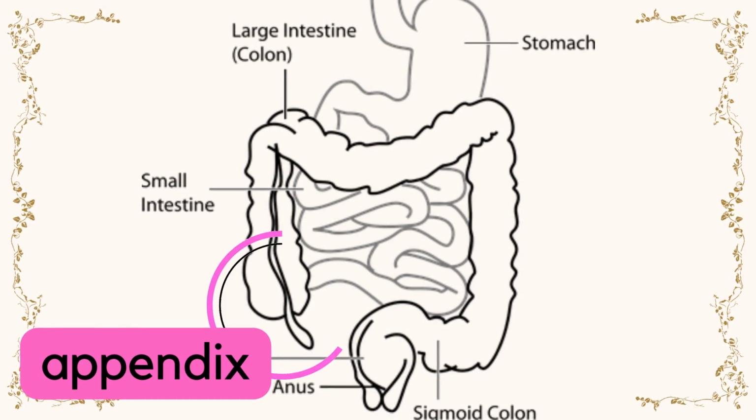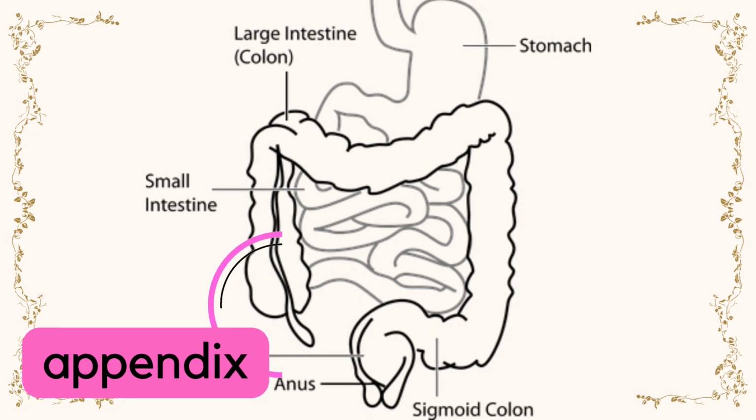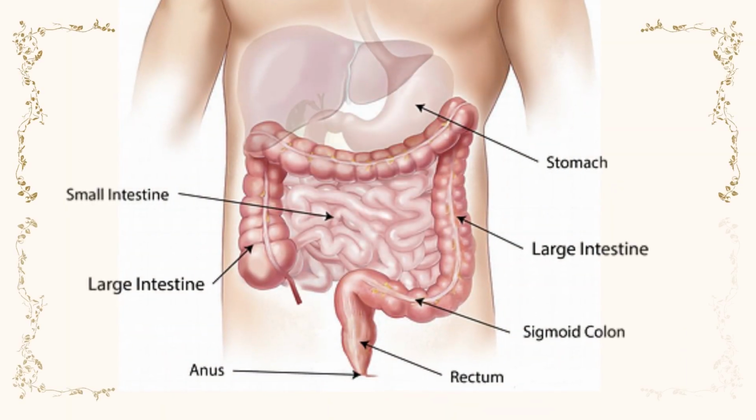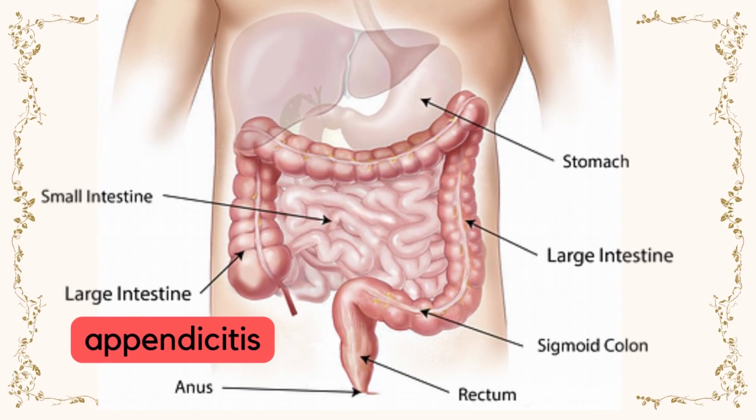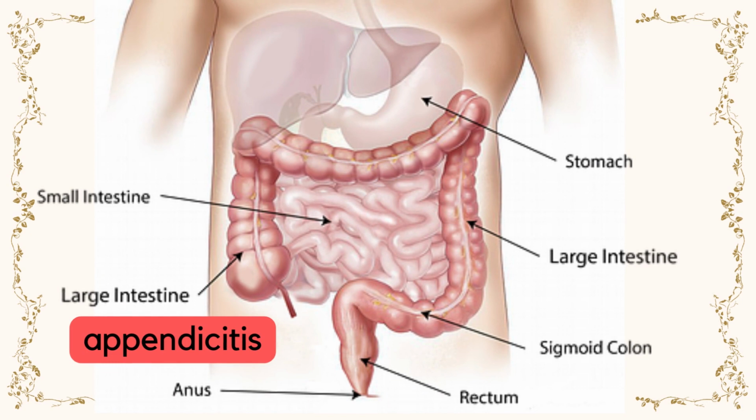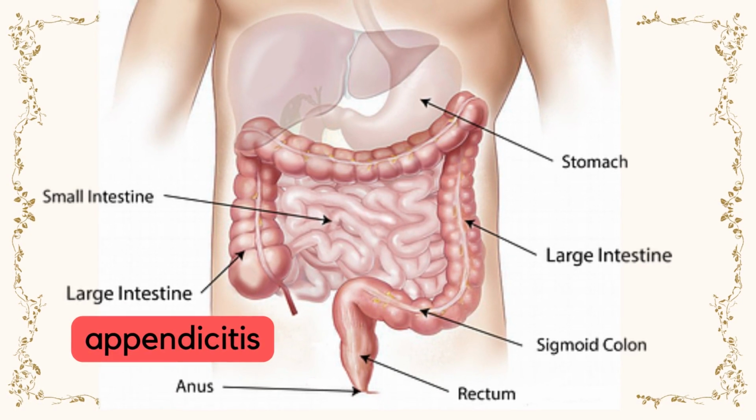From the blind end of the cecum, there arises a finger-like process called the appendix. Here you can see the appendix. This is a vestigial organ in human beings. An organ that is present but not performing any function is called a vestigial organ. In animals, appendix is also present, and it is involved in digestion of plant material cellulose. But in human beings, appendix is present but not performing any function.